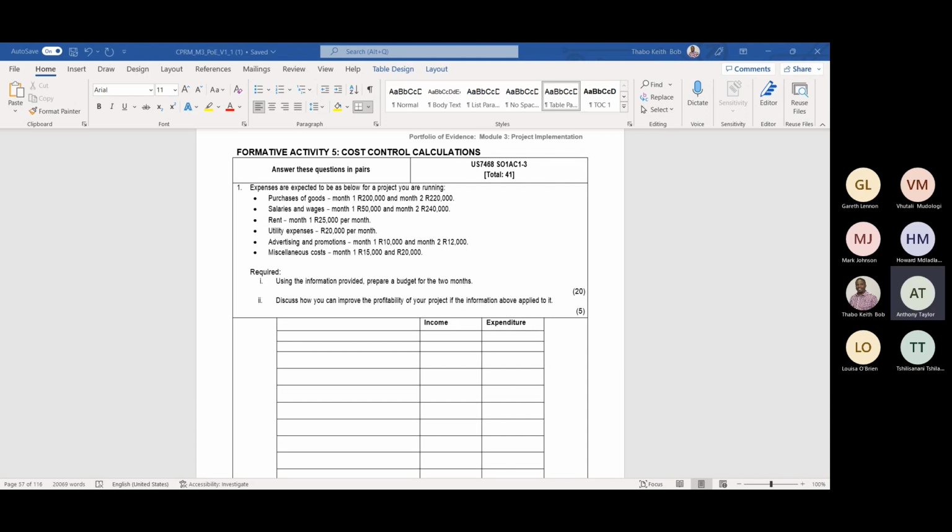That's how you can improve the profitability of your project if the information above applied to it. Why are those extra people that were working in month 2? Just look at those salaries. Yeah, in month 2 it went up by almost 500%. So there must have been extra people coming on.